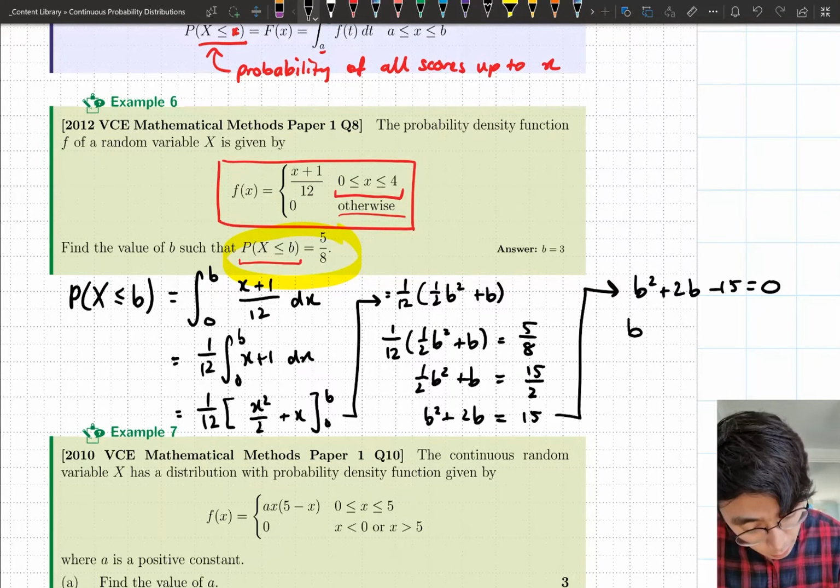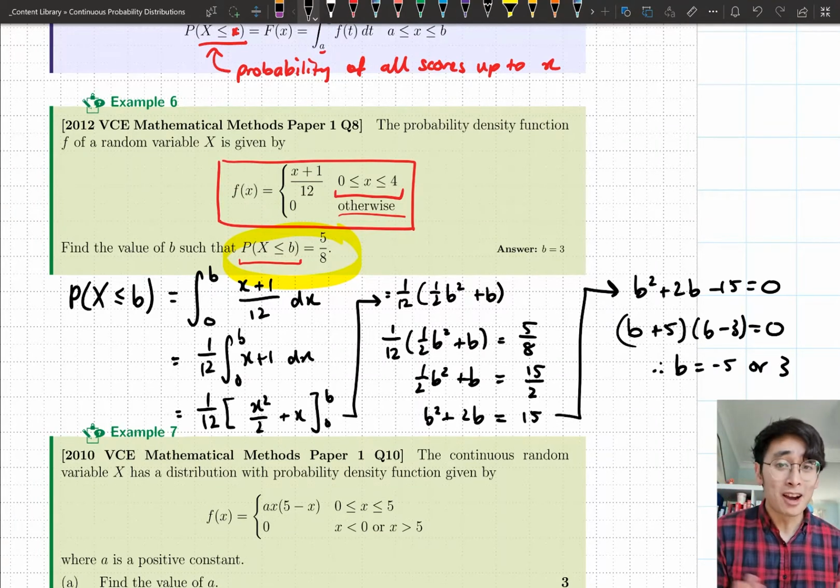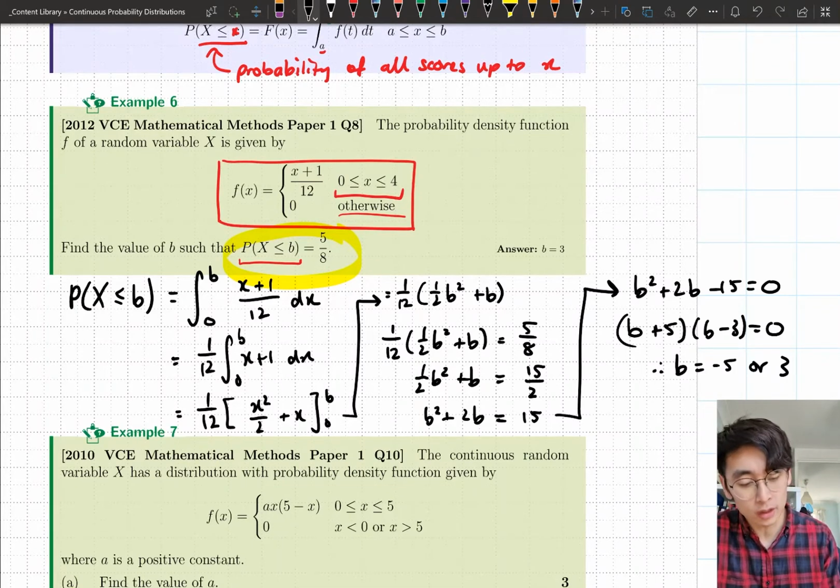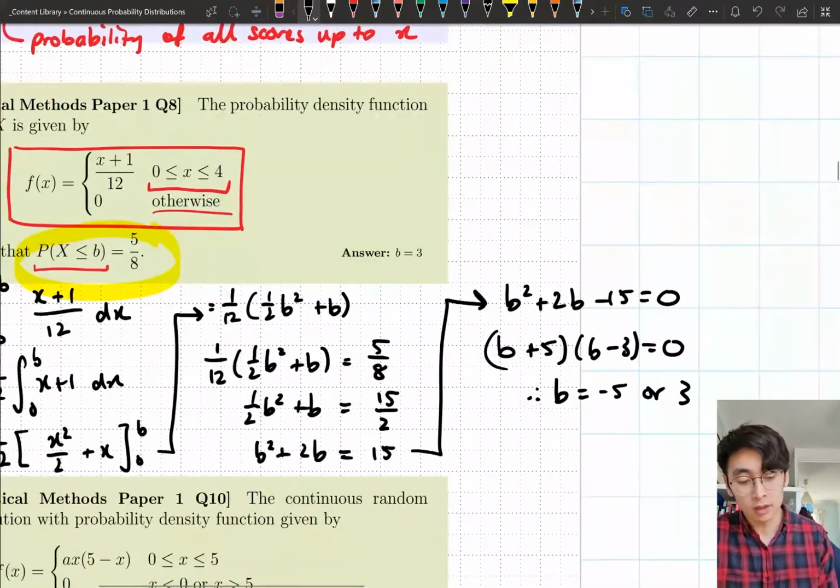And so (b + 5)(b - 3) is equal to 0. So therefore, b is equal to -5 or 3. Now, it can't be both of these values, so we want to figure out which one it is. If you have a look at the question, it tells me that x, my score, has to be between 0 and 4. So one of these is not going to be allowed.